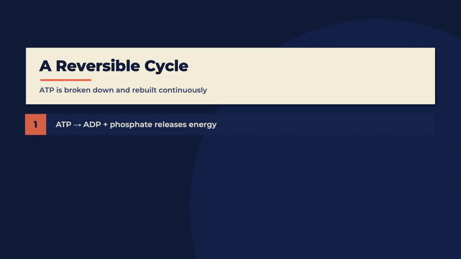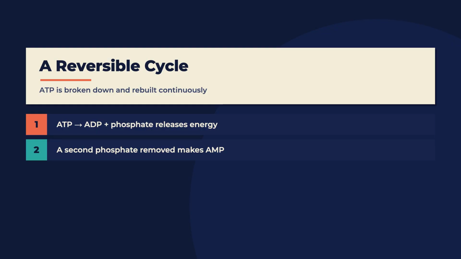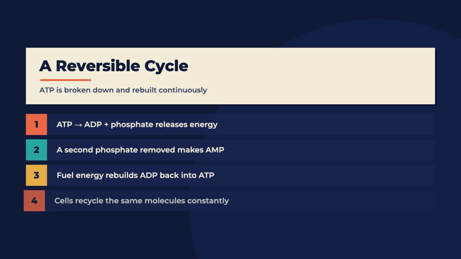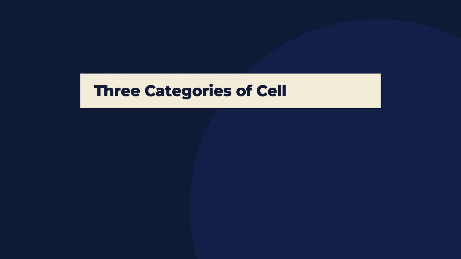Breaking the terminal phosphate bond turns ATP into ADP plus a free phosphate, releasing energy the cell can use. If more energy is needed, a second phosphate comes off to form AMP. Because the process is fully reversible, cells regenerate ATP from fuel energy rather than making new molecules from scratch.